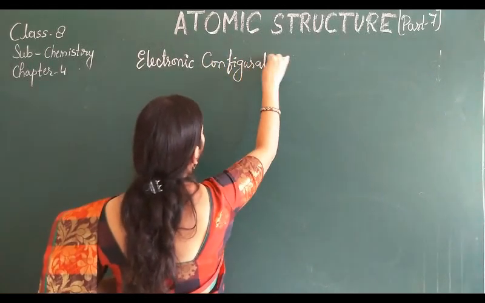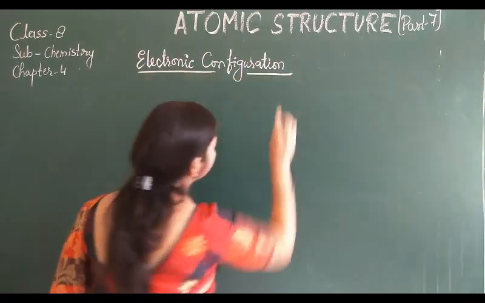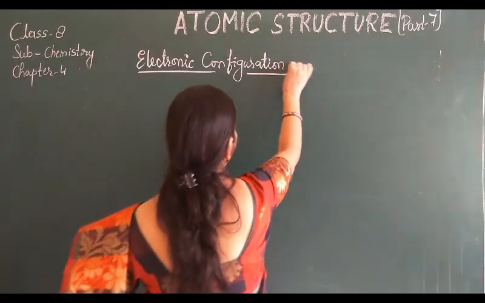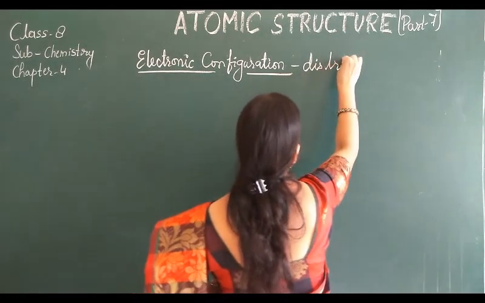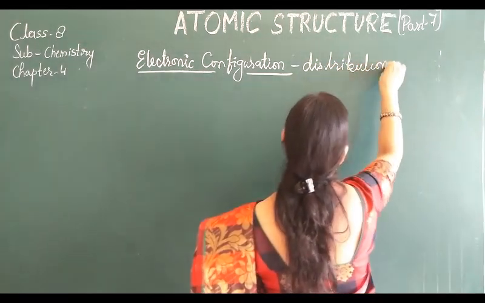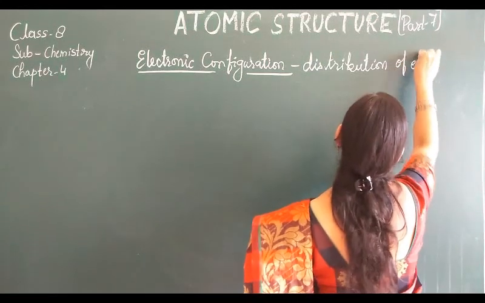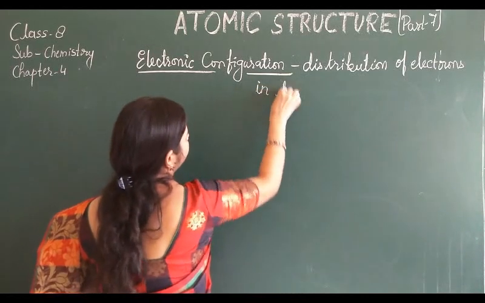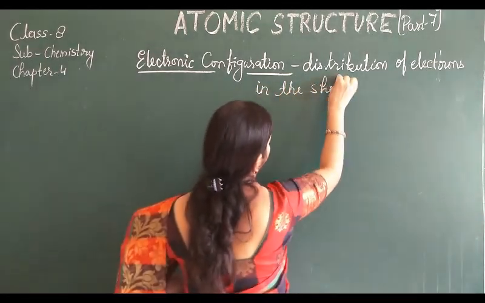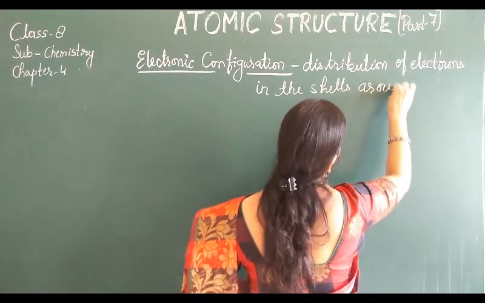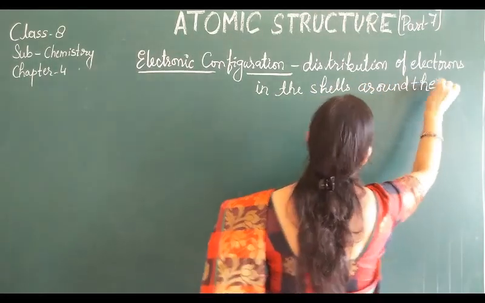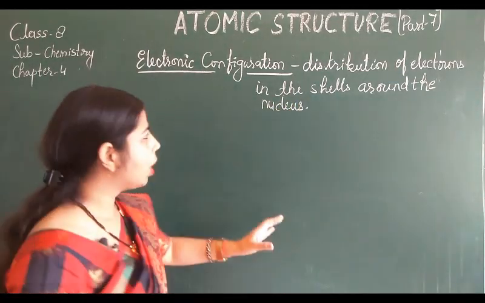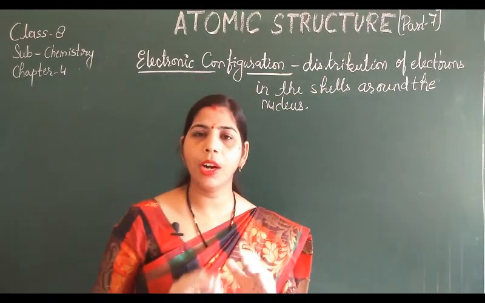So what is electronic configuration? Electronic configuration means the distribution of electrons in the shells around the nucleus. It is distribution of electrons in the shell around the nucleus. That means the number of electrons, how they are going to fill in around the shells.